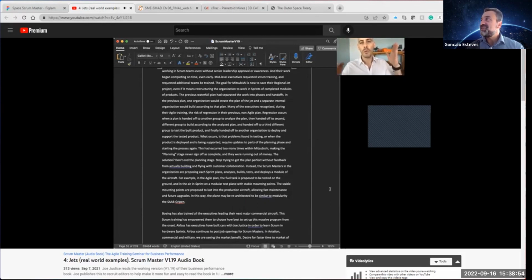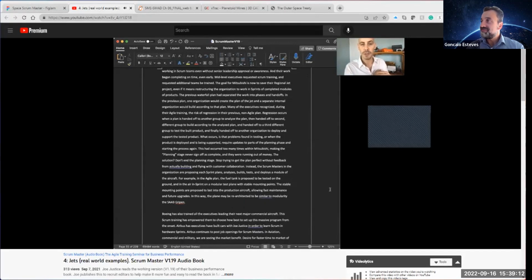In the previous plan, one organization would create the plan of the jet, and a separate internal organization would build according to the plan. Many of the executives recognized during their Agile training the risk of regression in the previous non-Agile plan. Regression occurs when a plan is handed off to another group to analyze the plan, then handed off to a second, different group to build according to the analyzed plan, and handed off to a third different group to test the product. Have we seen this? And finally handed off to another organization to deploy and support the tested product.